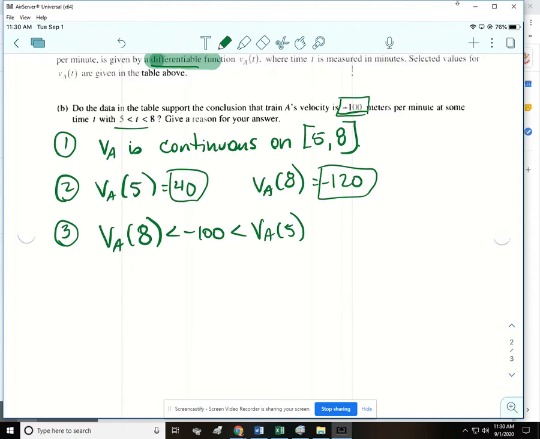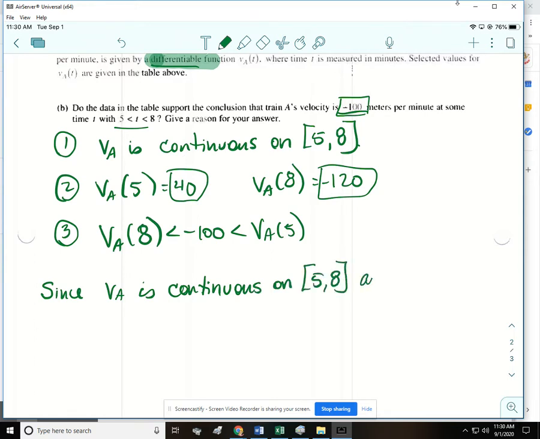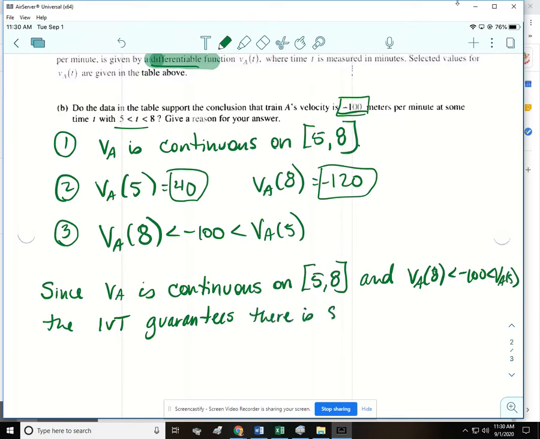All right. So then we can write our statement. So since v sub a is continuous on the interval from 5 to 8, and v sub a of 8 is less than negative 100, is less than v sub a of 5, the intermediate value theorem guarantees there is some time t.